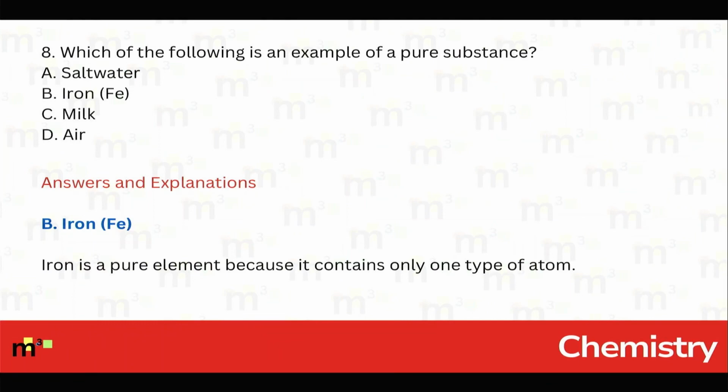Iron is a pure element because it consists solely of iron atoms, represented by the atomic symbol Fe. Elements are substances that cannot be chemically broken down into simpler substances. Examples include hydrogen, gold, and oxygen. Compounds, on the other hand, contain atoms of different elements chemically bonded together.